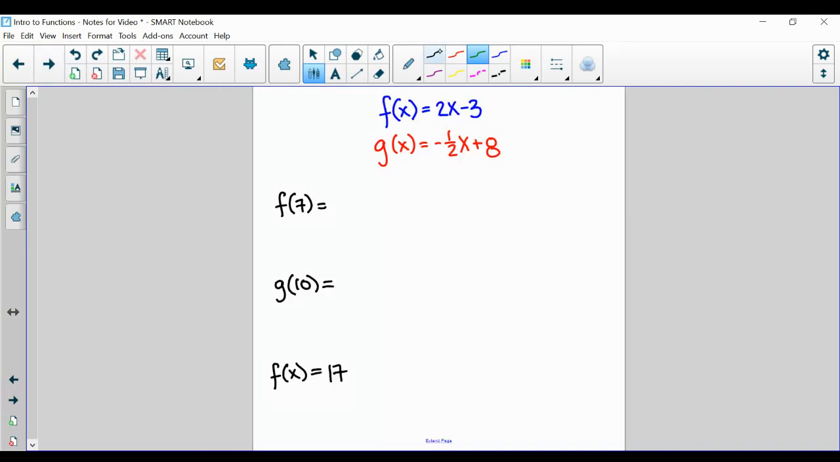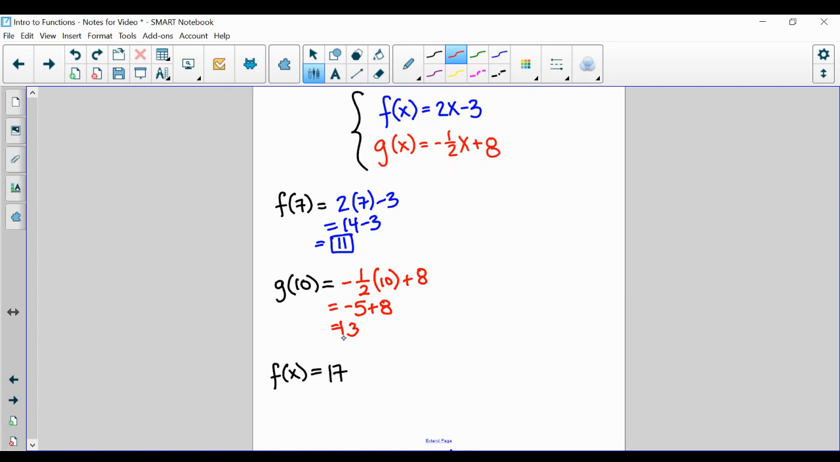So sometimes you might be given more than one function, and you have to figure out which one to use. So f of 7, f is my blue function, so I'm going to plug in 7 for x. 2 times 7 minus 3, so 14 minus 3, so my answer is 11. g of 10, g is the red function, so I'm going to plug in 10 in the red. So I have negative 1/2 times 10 plus 8, so I have negative 5 plus 8, so my answer is positive 3.